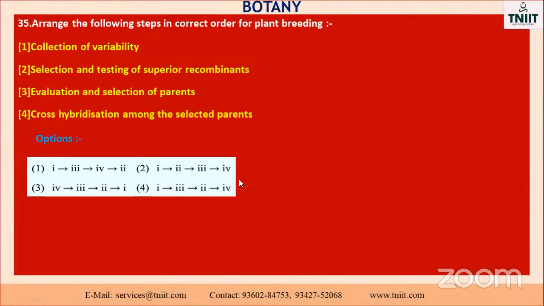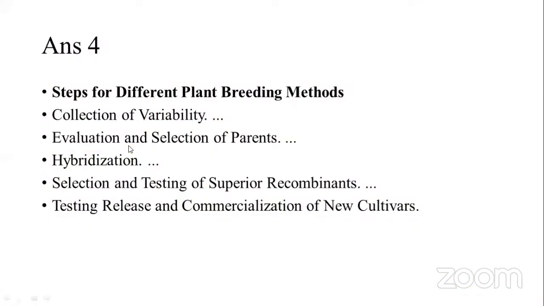See this one. Arrange the following steps in correct order for plant breeding. Okay. Here you must note it down. Which one is the correct order? Collection of variability, selection and testing of superior recombinant, evaluation and selection of parents, cross hybridization among the selected parents. First, what will you do? See that option. First of all, steps. The answer is 4 they have given.